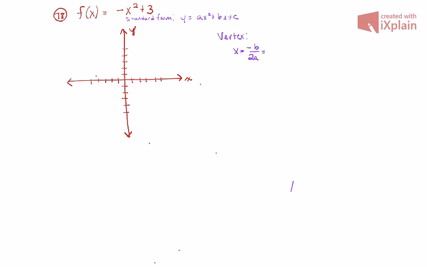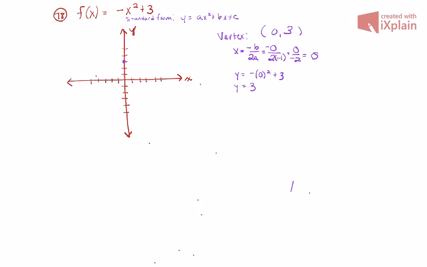Our b in this case, I don't really have one, so that would be 0, and our a is negative 1. And this ends up just being 0 over negative 2, or just 0. So I know what my x value will be. My vertex here is going to have an x value of 0. In order to find the y value, I can plug in 0 for x, because I just found out what x was. And y is equal to 3. So here's my vertex. It's going to be at 0, 3.